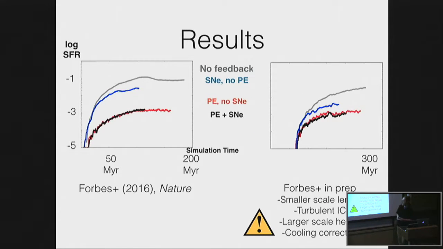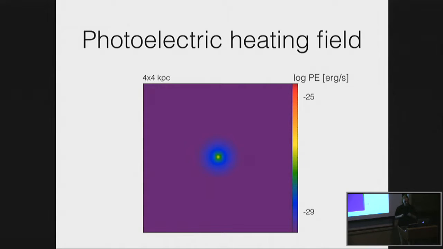Next, I'm going to say something which might surprise you, which is that in our original paper, the simulations were not perfect. So actually the plot I just showed you is from a new set of simulations where we've fixed a bunch of issues with the old ones, and the effect is a bit smaller, but it's still there qualitatively. So to understand this result, one thing we can do is look at what the photoelectric heating field is actually doing in this simulation.